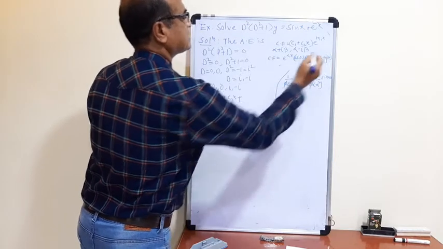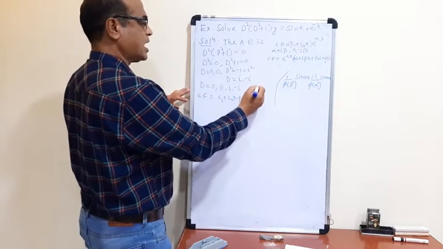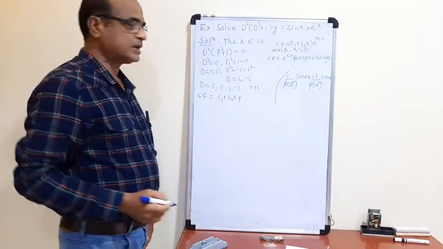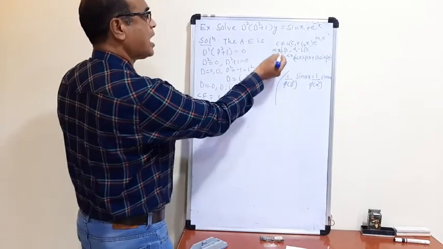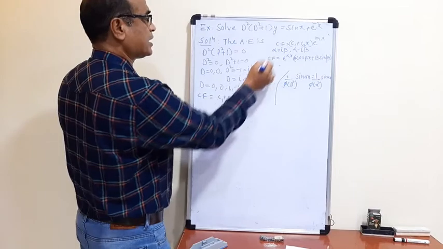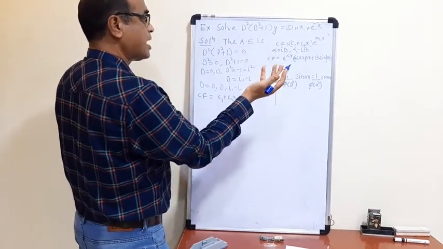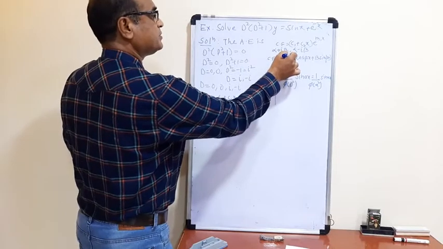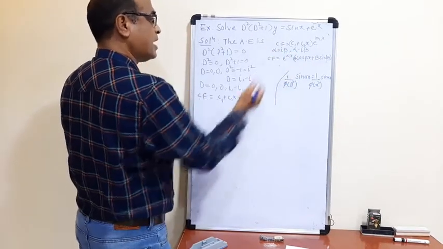Okay. So what is this? Here, i means 0 plus i. So what is alpha? Alpha is 0 here. And what is beta? Beta is 1. So alpha is 0, and e raised to 0 is 1.